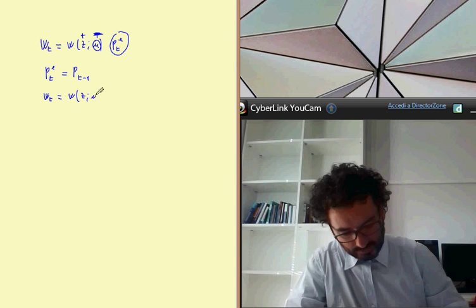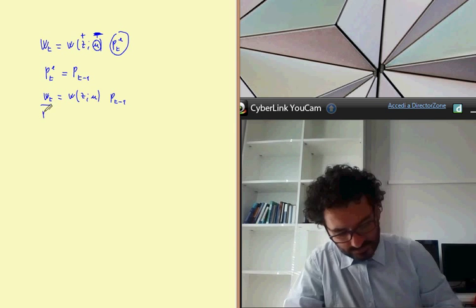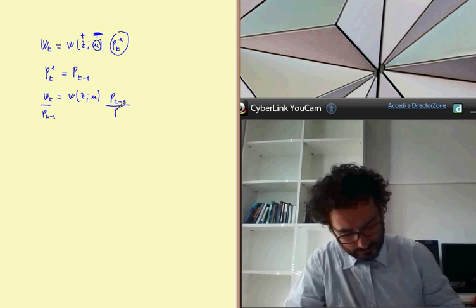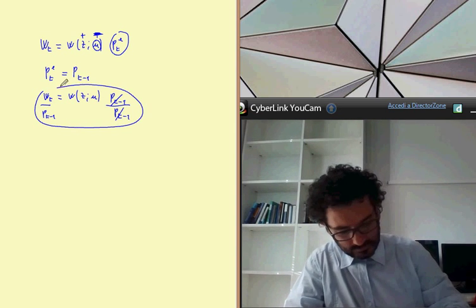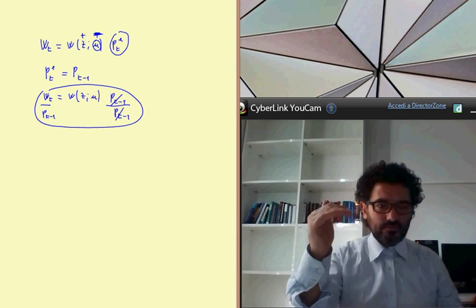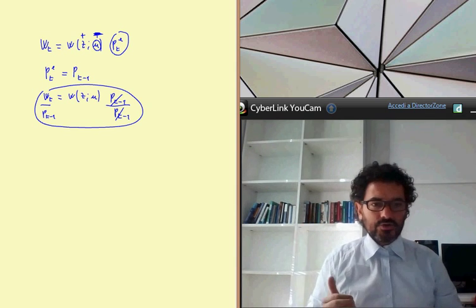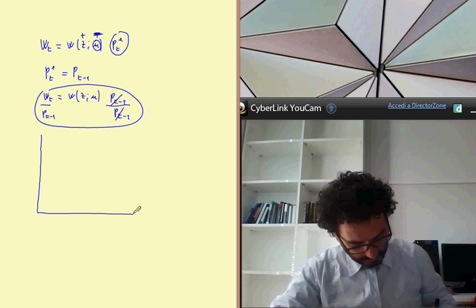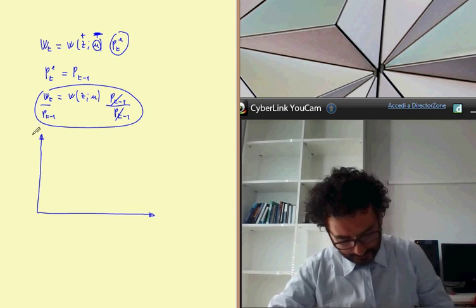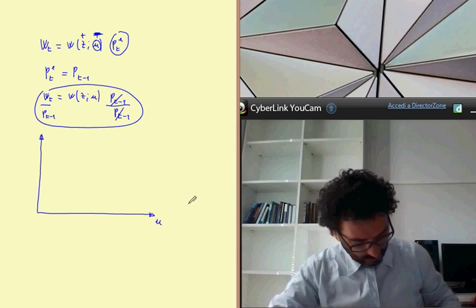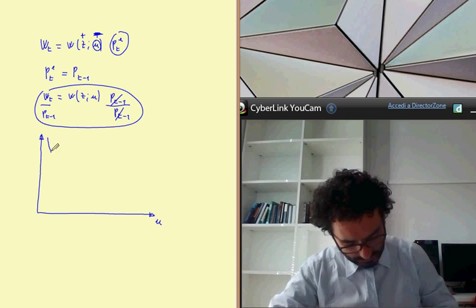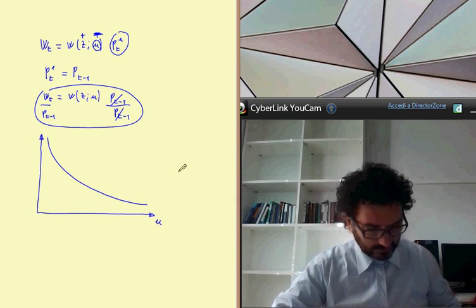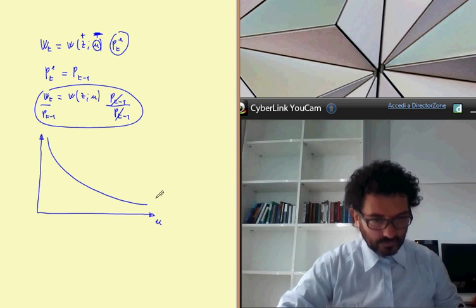We can also represent this relation in a picture in which we have the unemployment rate on the horizontal axis. The real wage is a decreasing function of the unemployment rate, as we have seen before, and this is the function. So for each level of unemployment rate, you have the corresponding value of the real wage that unions are able to bargain.